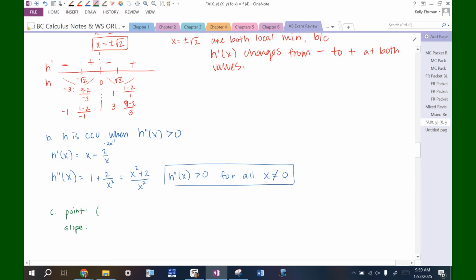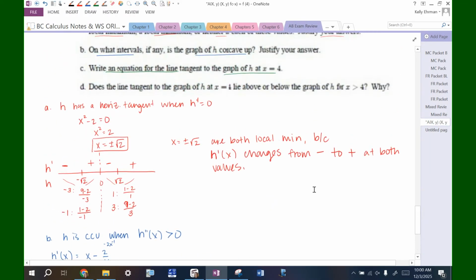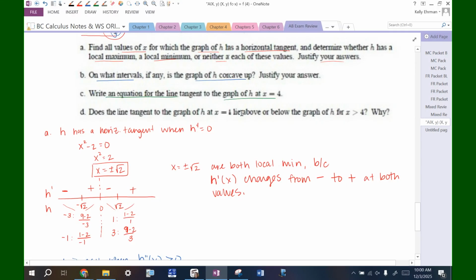The point is when x equals 4. We were given that point at the beginning. Y is negative 3. And the slope is to evaluate H prime of 4. So H prime was x squared minus 2 over x. So 14 over 4 or 7 over 2. Now write the equation just in point slope form. Y plus 3 equals 7 over 2 times x minus 4. Hopefully that's like a free point or two when we see this on the AP test, where you're going to have to write a tangent line equation.